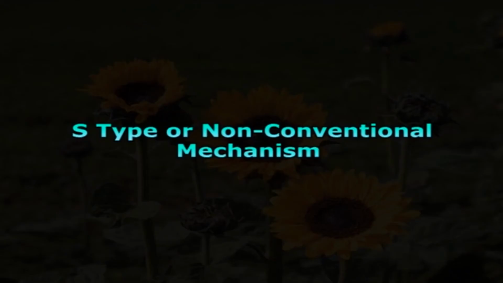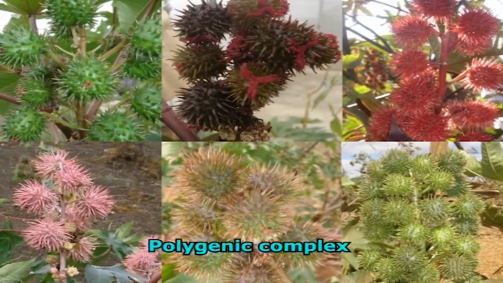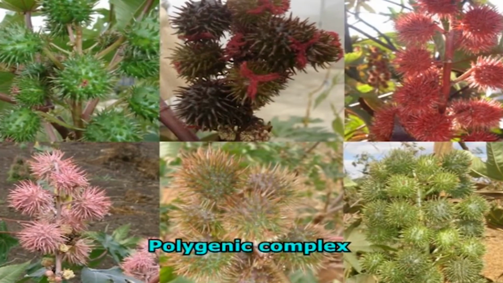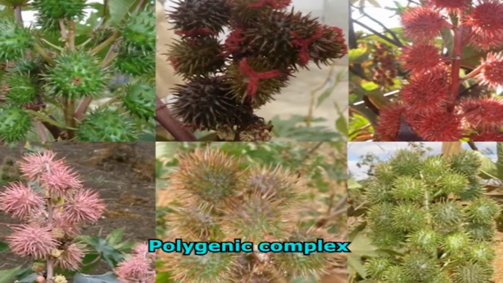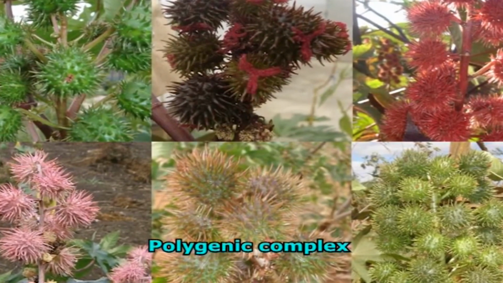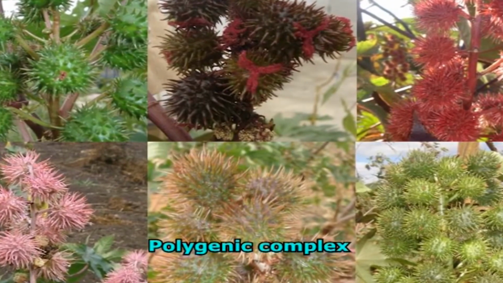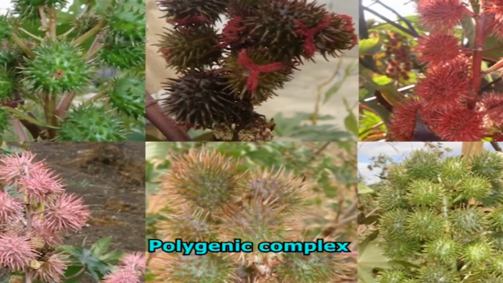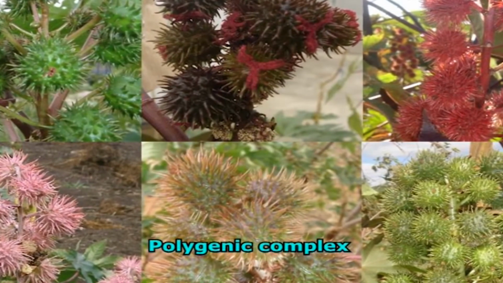The second type is the S type or non-conventional mechanism. Femaleness is controlled by a polygene complex with dominant and epistatic effects, in which the plant starts as a female, but a reversion can occur at any time. Use of this pistillate line is beset with the problems of lack of stability of the expression of pistillate character, as a large number of revertants as well as monoecious plants was observed in the population.